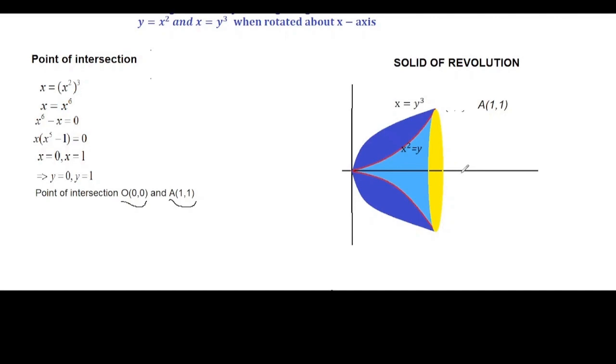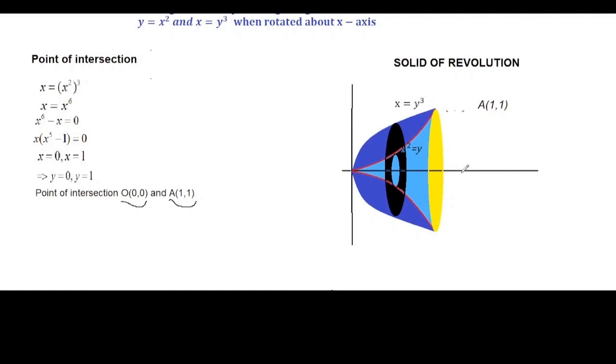And when you take the cross section, there will be two circles formed, one for the inner curve y is equal to x square, and one for the outer curve x is equal to y cube. Let's shade this intersection circular part.